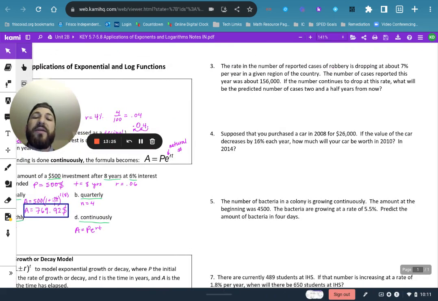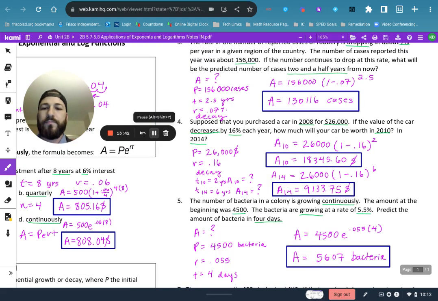For each of them, identify your unknowns, identify your knowns, decide if it's growth, decay, maybe compound interest, and then go ahead and plug it into your equation. So go ahead and pause me now, give yourself some time to work those out, and then unpause me when you're done.